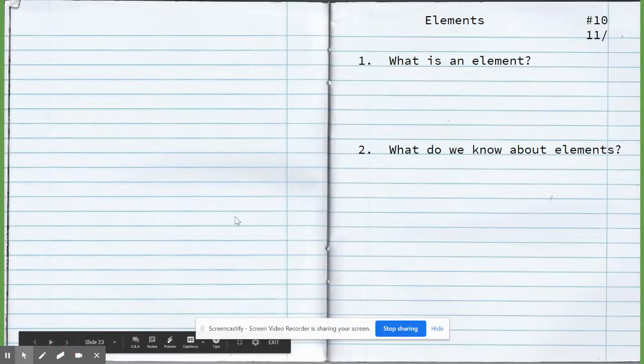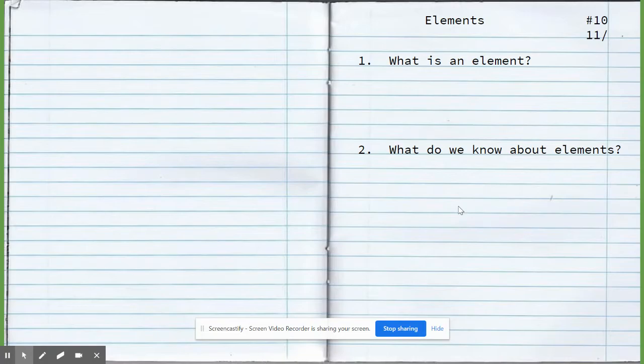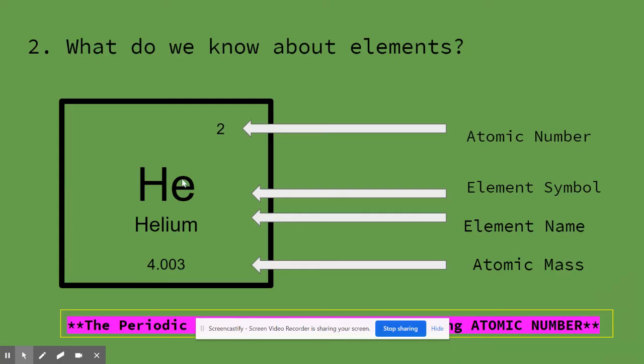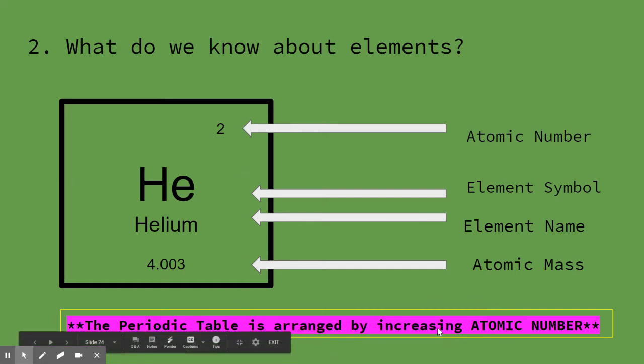So question number 2, what do we know about these elements? And this is really important. So I would draw this little square right here and fill in this information with me. So we have like an element block. We have helium. So I would fill in all this information because this little number right here, and I'm not going to specify that it's at the top, but this little number is what we call the atomic number.